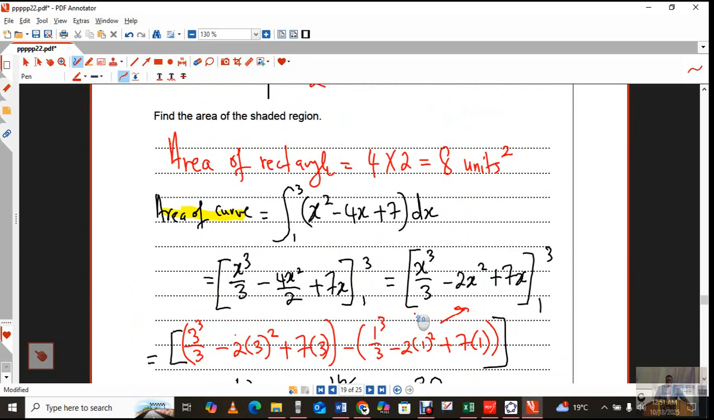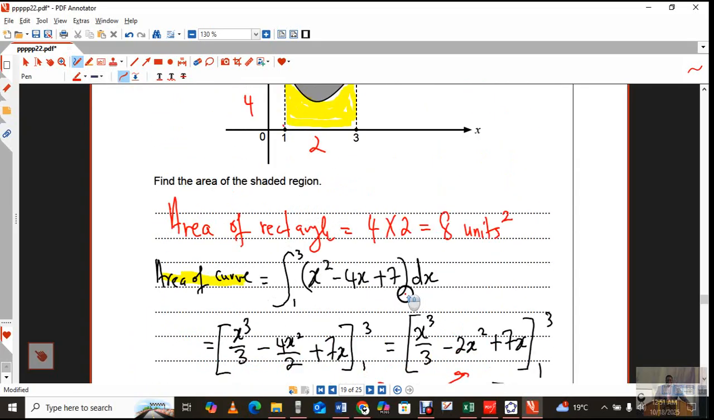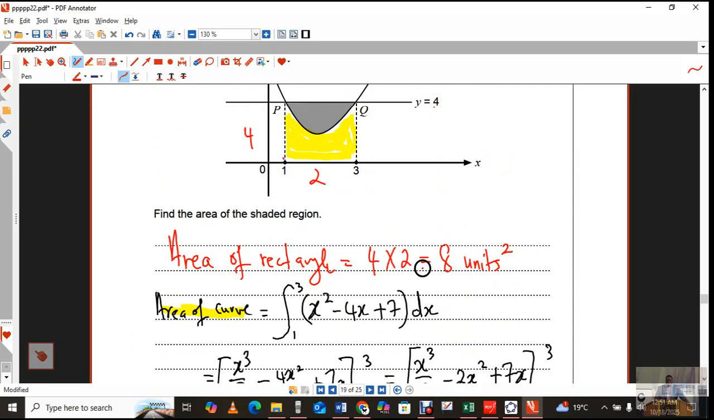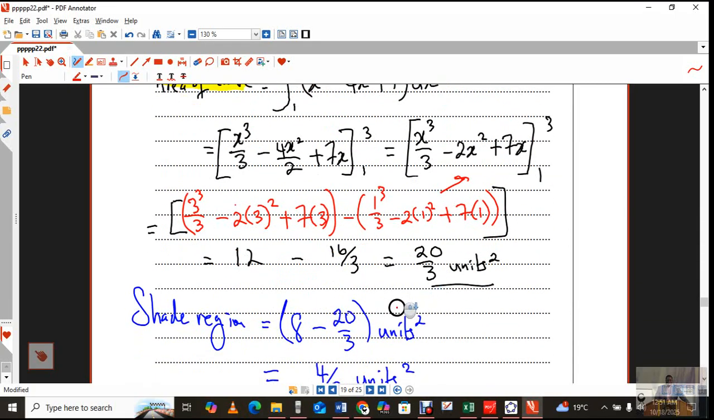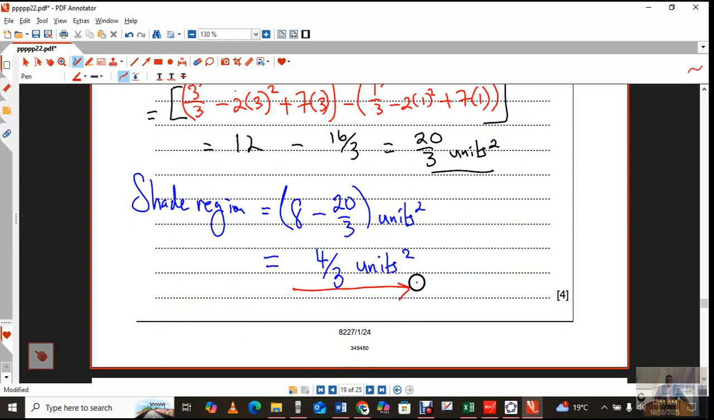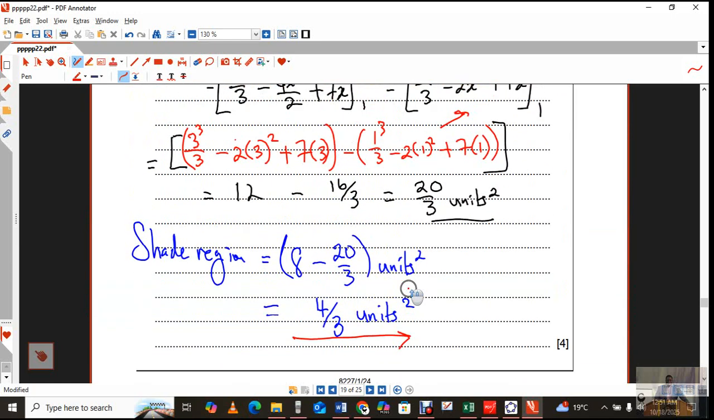Okay, so there are many ways you could do it. There are many other ways. I chose to look at the rectangle minus the area below the curve, take the two, subtract them. That gives me the shaded region. So this brings me to the end of this paper.